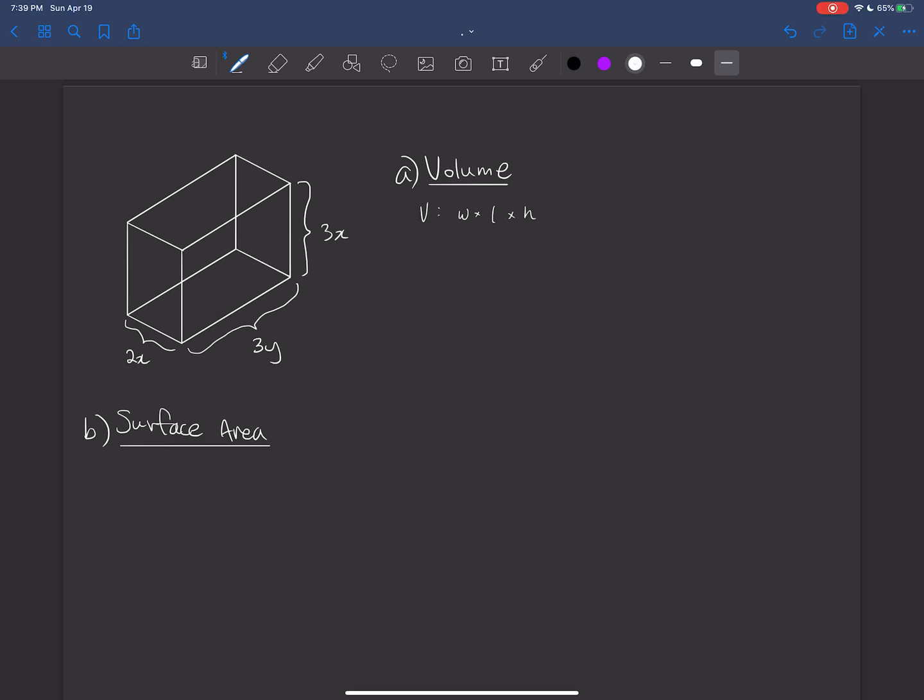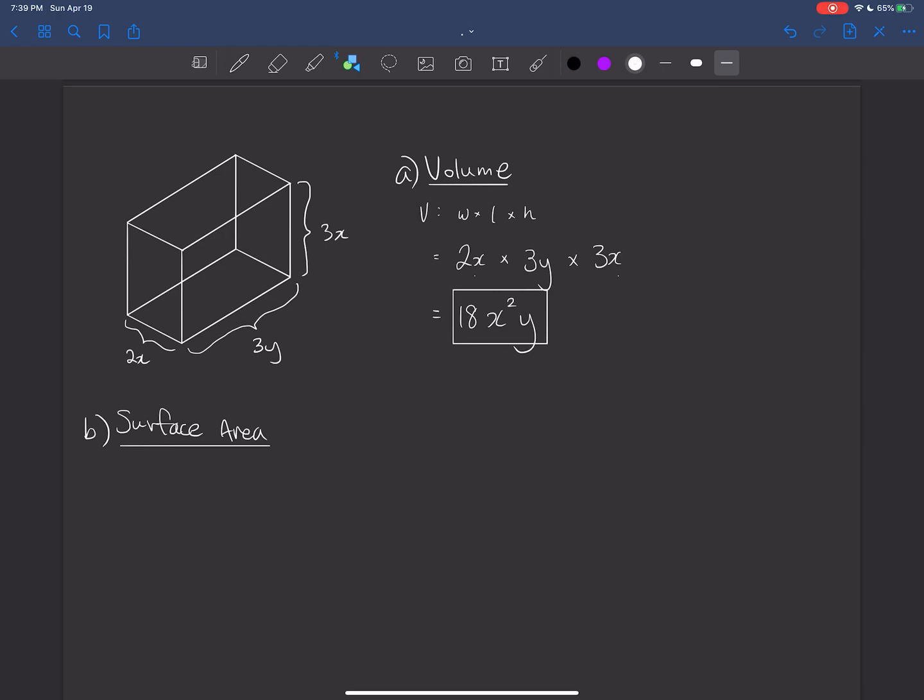And we see that this prism has a width of 2x, so it equals 2x times a length of 3y and a height of 3x. And if we put that together, we have 2 times 3 times 3, which is 18. And we have two x's that are multiplied to each other, so x squared, and the y. Right, so that is the expression for the volume of the prism.